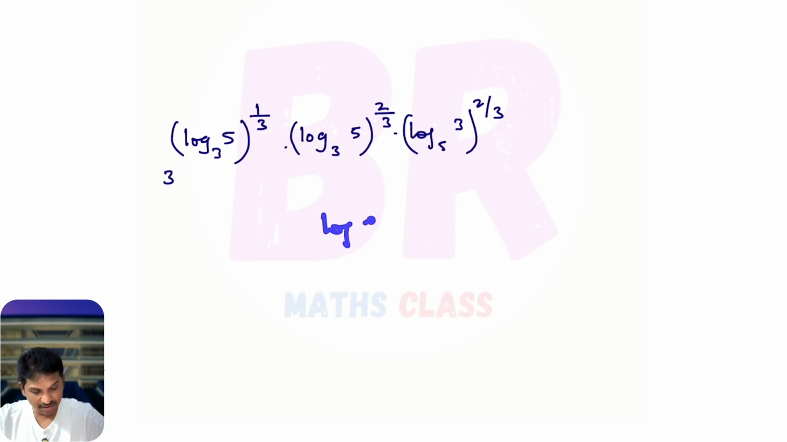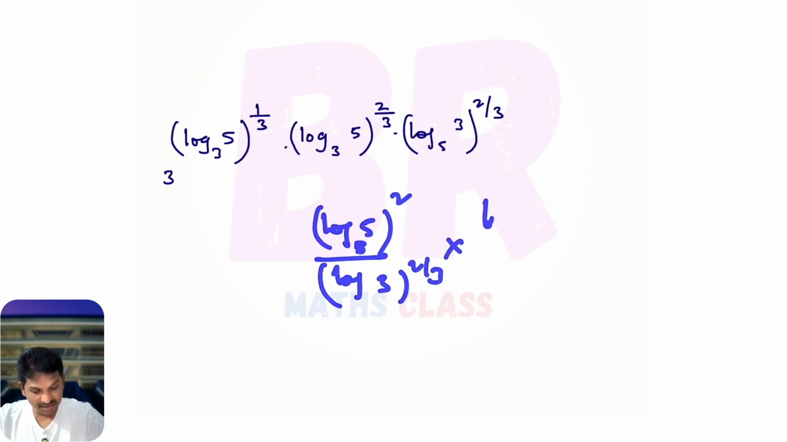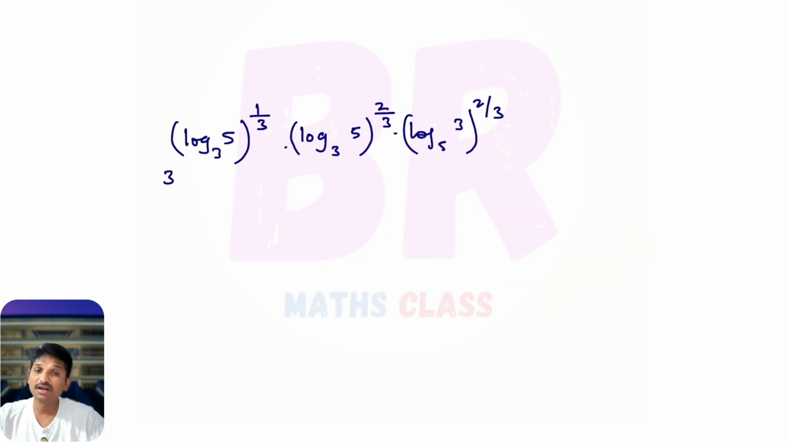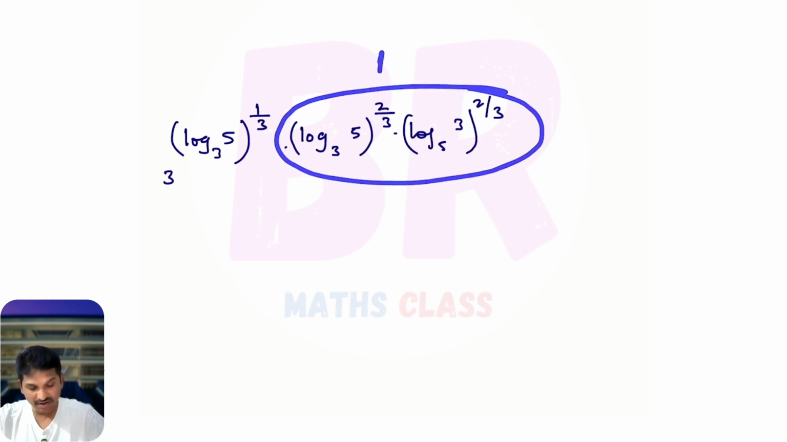This is log 5 divided by log 3, whole power 2 by 3. This can be written as log 3 whole power 2 by 3 divided by log 5 whole power 2 by 3. You see, these things will get cancelled, right? So you will get 1. I hope you are understanding, right? This expression is nothing but 1.